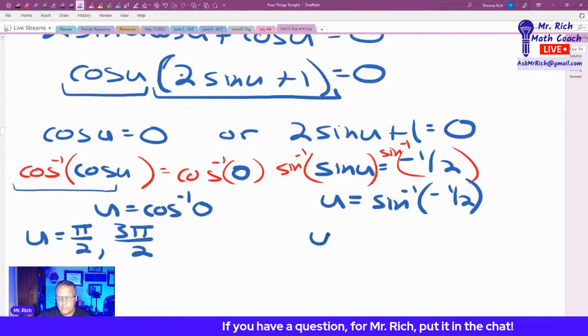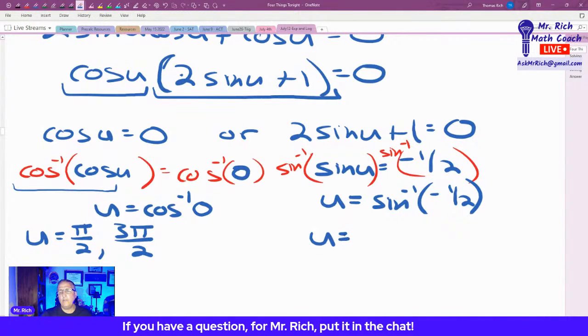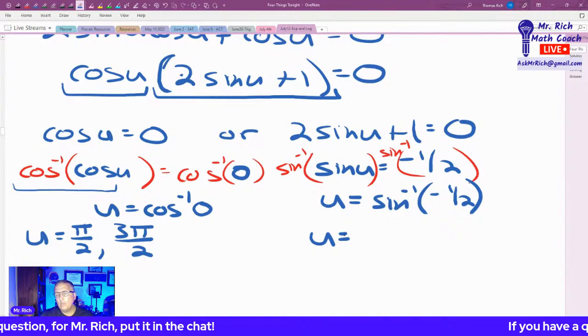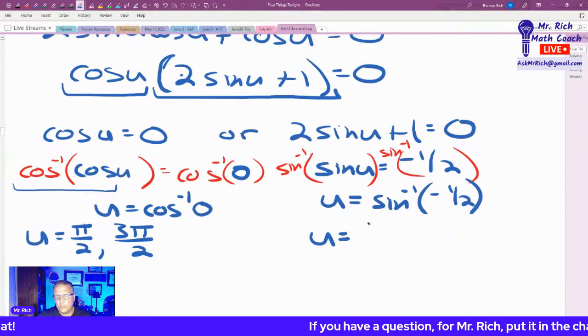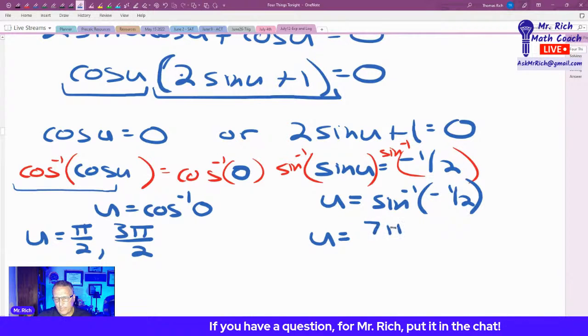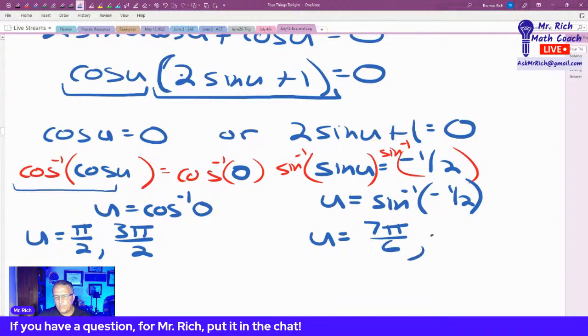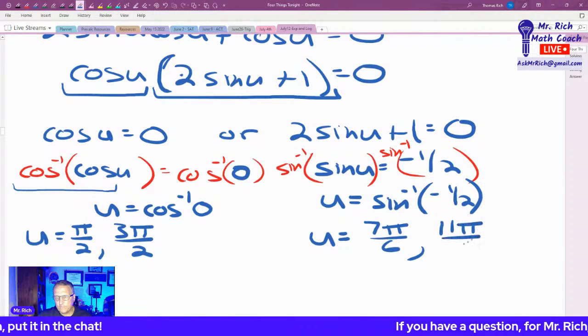So then these solutions here are going to be found by determining, well, where on my unit circle is my sine function a negative 1/2. And this should be in the third quadrant at 7 pi over 6, and over in the fourth quadrant at 11 pi over 6.